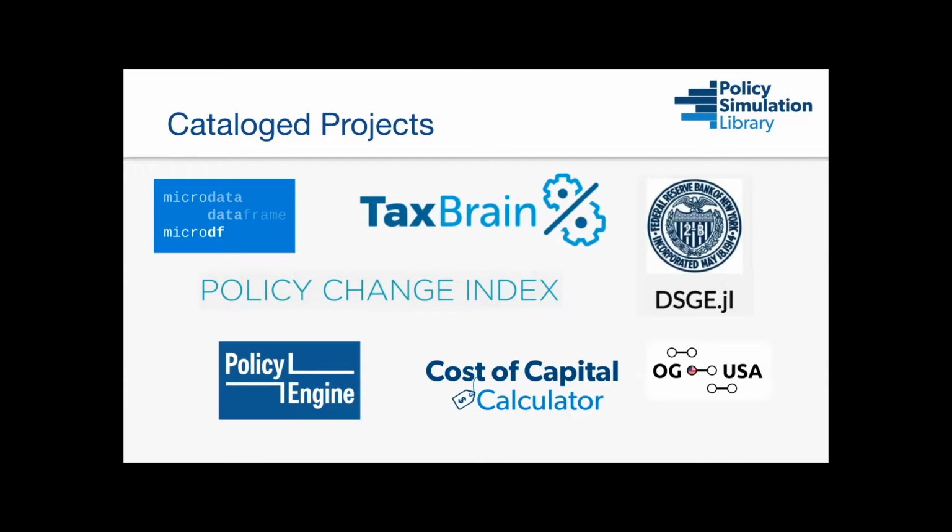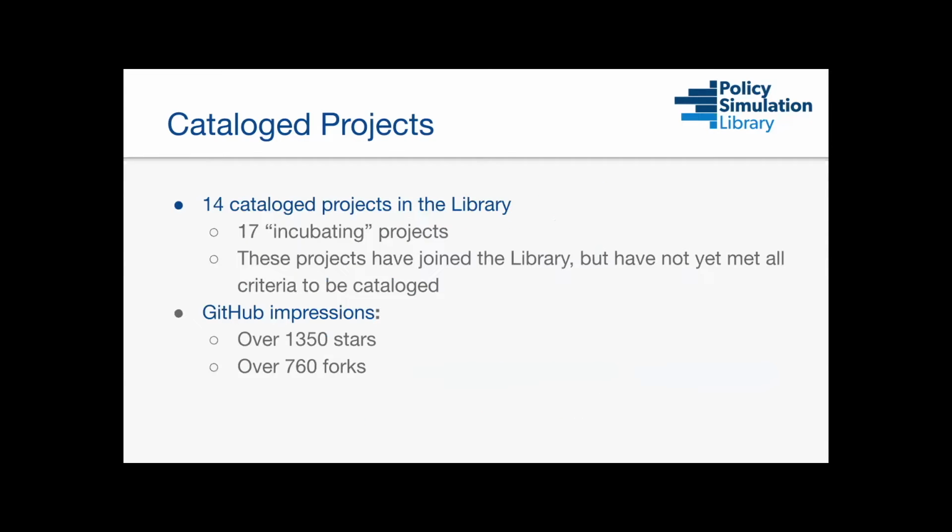And then, as I mentioned, there are also data preparation routines that are useful for creating the data that's useful in policy analysis. An example of that is the microdf project that is in the Policy Simulation Library. Right now, there are 14 catalog projects in the library and 17 more that we call incubating projects. An incubating project is one where those involved have expressed a willingness to make their project open, transparent, and reproducible, and they've taken steps along that route, but they are not yet satisfying all of the criteria set forth by the Policy Simulation Library in order to be cataloged.